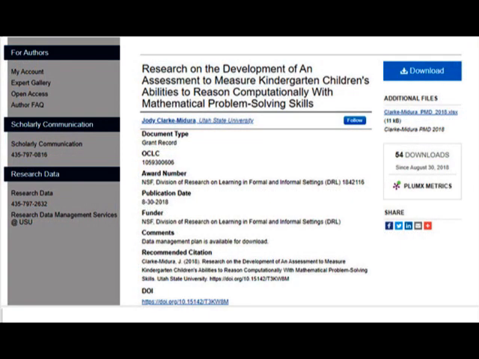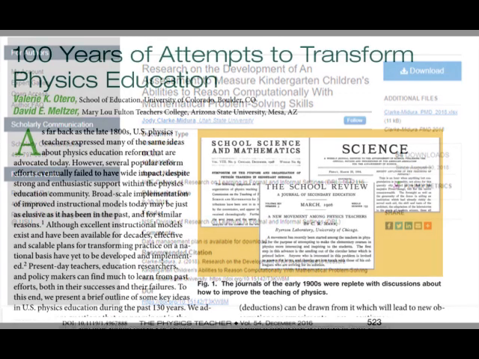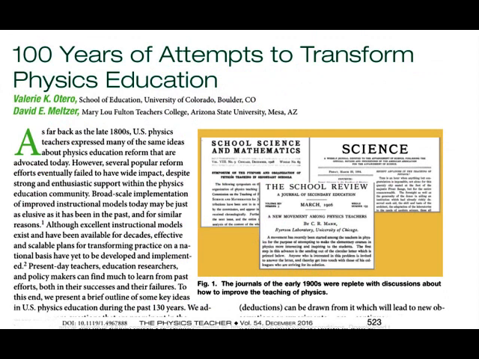An example, an NSF grant of $1,120,807 for a study titled Research on the Development of an Assessment to Measure Kindergarten Children's Abilities to Reason Computationally with Mathematical Problem-Solving Skills. So, we see that a lot of attention and a lot of money has been directed to improving technical education with computers. And yet, the core courses in the physics curriculum haven't changed appreciably since the first paper was written in 1989.